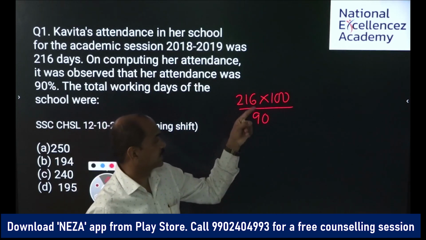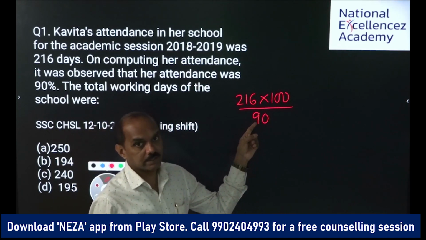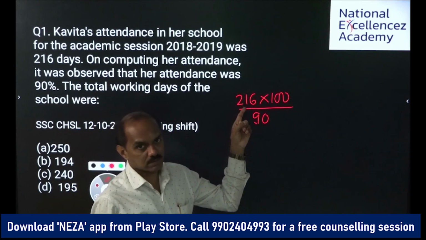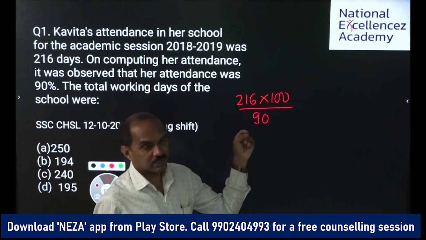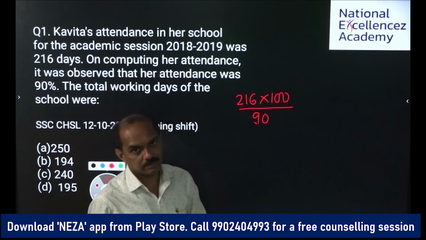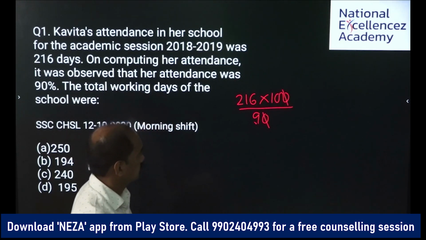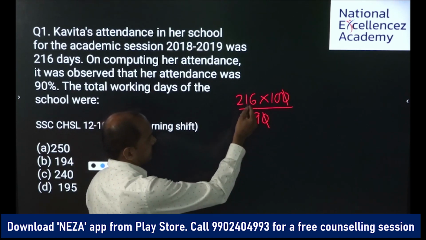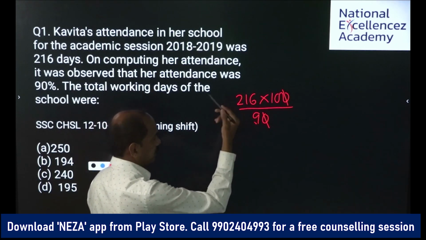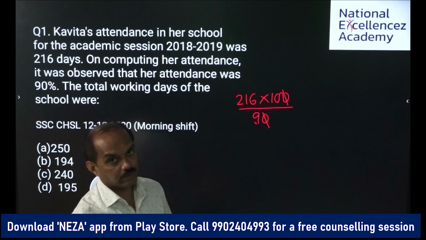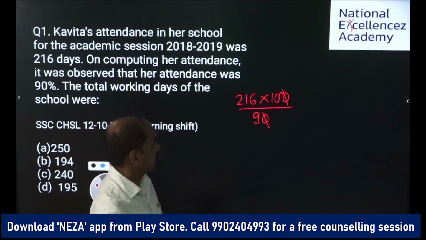90% means 216. Her attendance is 90% in percentage. In absolute numbers, it is 216. How do you convert it into percentage? Just into 100. Okay. 0 will get cancelled. And it is, of course, divisible by 9. You can straight away strike out with 9.